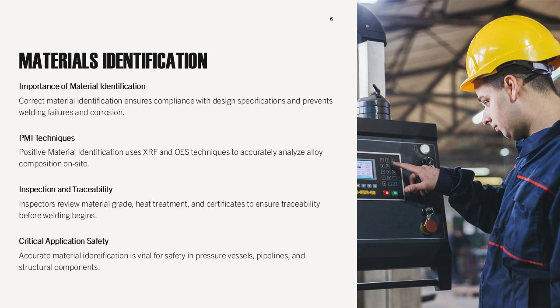This process also involves reviewing material certificates and markings. In some cases, portable PMI devices are used on-site for quick verification. Accurate material identification supports compliance with codes and standards, enhances reliability, and reduces the risk of costly repairs or accidents. It is particularly important in critical applications such as pressure vessels, pipelines, and structural components where material properties directly affect performance and safety.